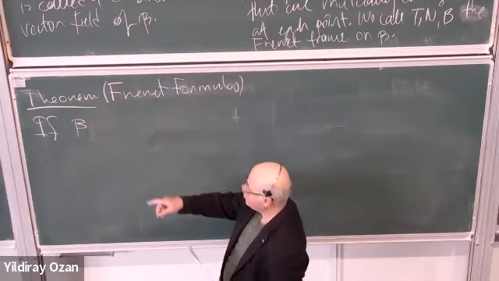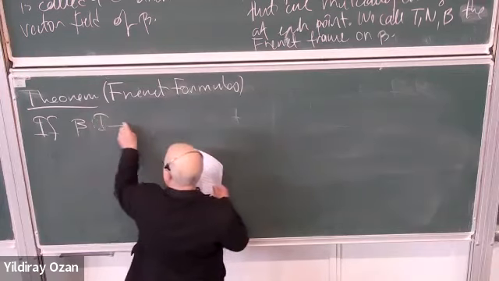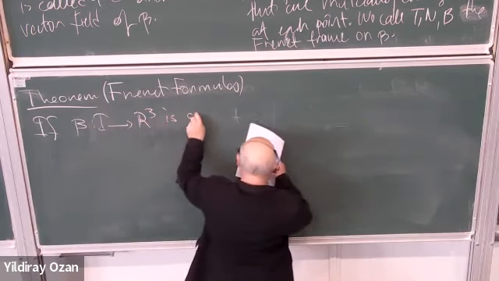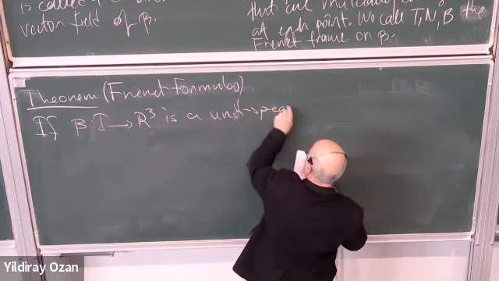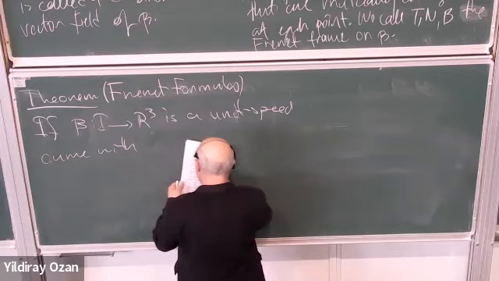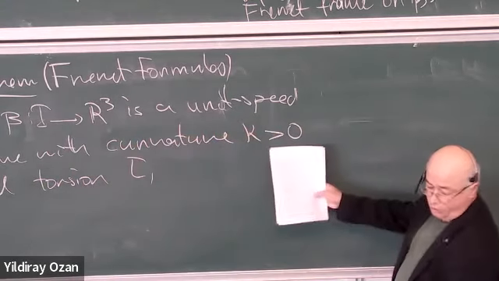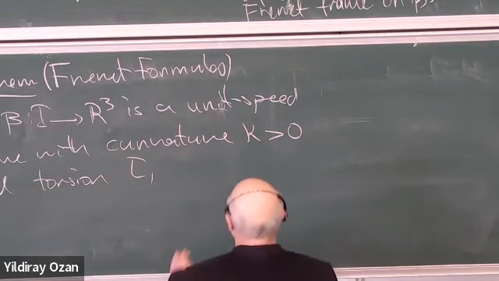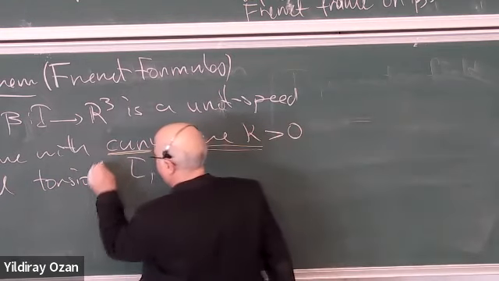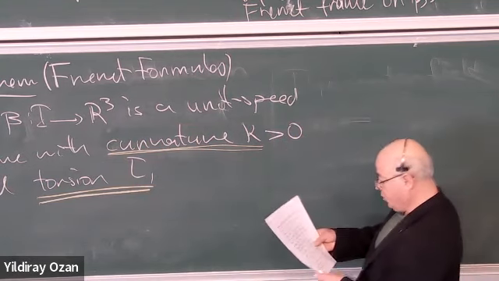I'm sorry. So to compute N prime, we need this theorem. So if beta is a unit speed curve with curvature kappa positive and torsion tau. So I already tell you the names of these expressions. Kappa is called the curvature, okay? Tau is called the torsion, okay? Torsion.